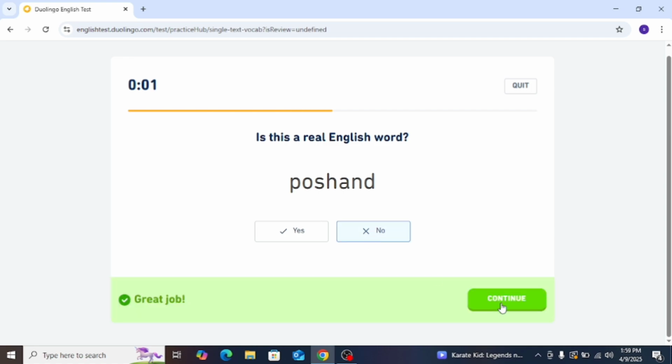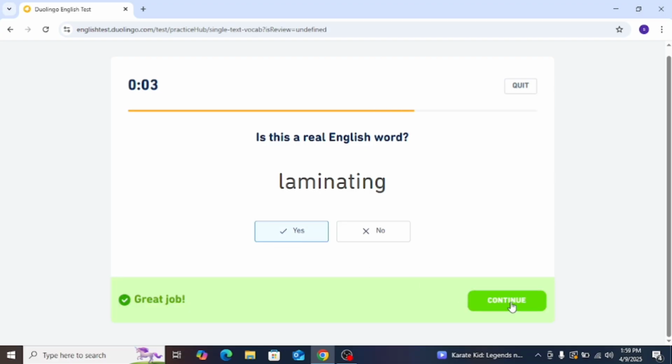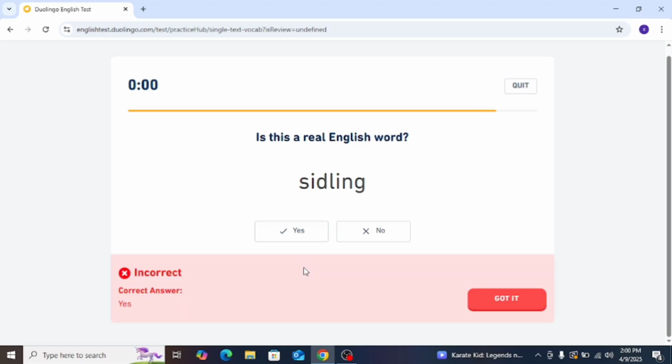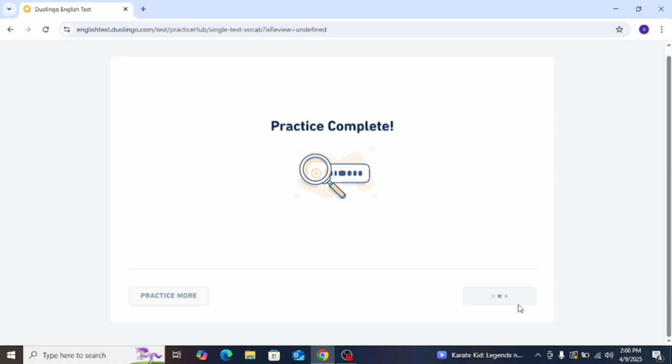Pose and train, laminating, turn arounds, of course. Sidling, no. Yes, sidling, yes. Why not? No. Complete.